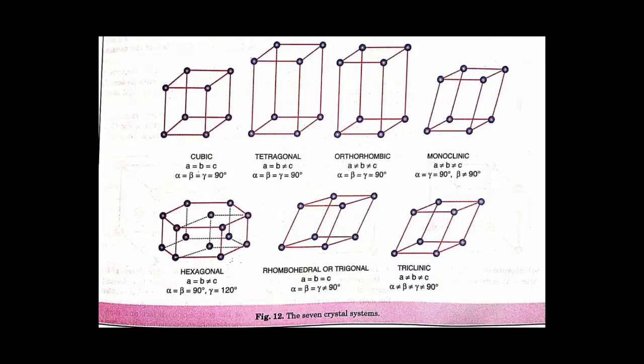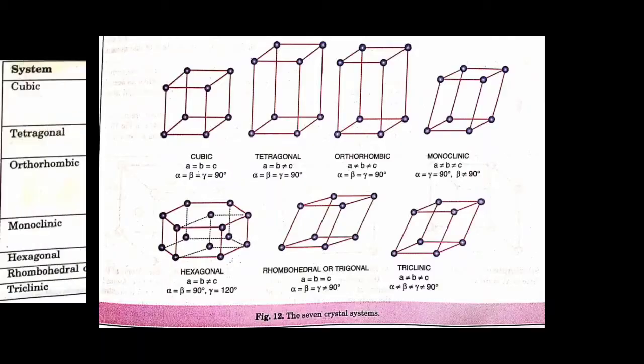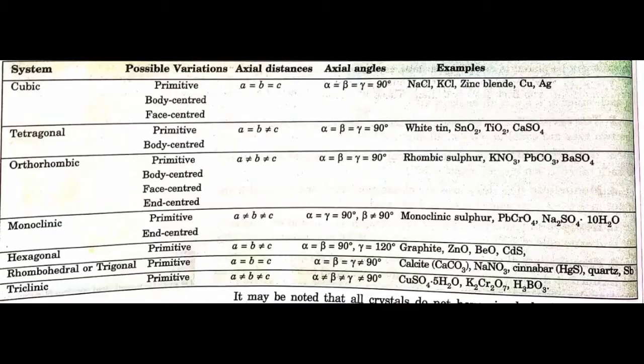And these all are the simple or primitive type of crystals. See, now this is an important table which gives you the possible variations in all the 7 types of simple or primitive crystals, crystalline lattice, along with the examples. Fine. So this table is given in your NCERT also. You need to go through this table, and especially the examples are important.